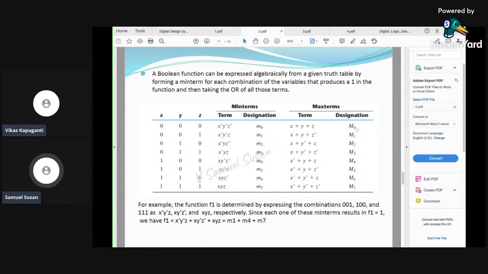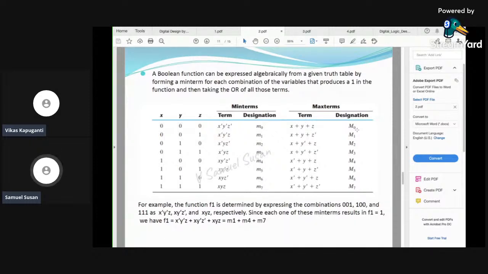So generally in this chapter, the question you can expect is if the function is given, either you are asked to implement that with logic gates, or you are asked to write the truth table for that, or else prove the equivalence of two functions, and then finally converting an expression from sum of products to product of sums or vice versa. So that is what we have in this second chapter.